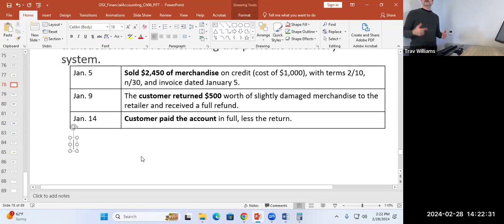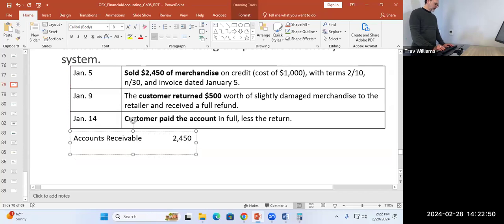So if we make a sale using the periodic method, the first part is exactly the same. It would be a debit to accounts receivable $2,450. A credit to sales $2,450. And that's it. Because again, we're not keeping track of the cost of our inventory. Nice and simple.